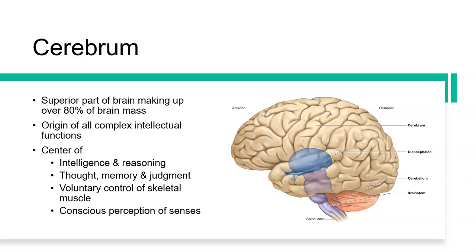Thought, memory, judgment, voluntary movement of your skeletal muscles. When you decide you want to walk, your cerebrum is sending out information to your skeletal muscle. It's also where you have conscious perception of your senses. When you are hearing something, your ears don't know what you're hearing. Your ears simply detect the stimulus, the sound waves, and send it to specific areas of your cerebrum that process it so you know exactly what you're hearing.